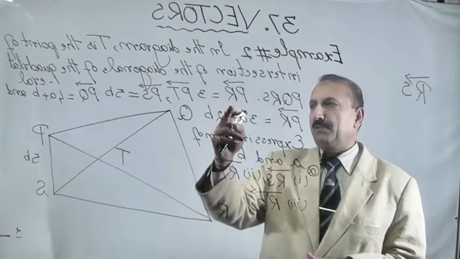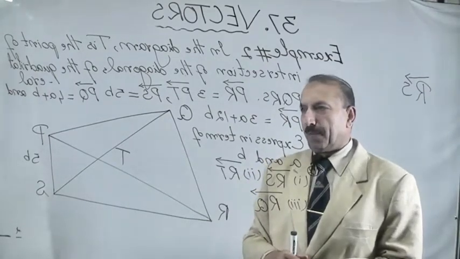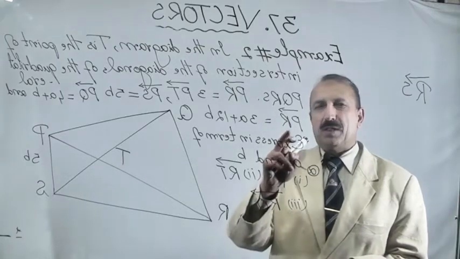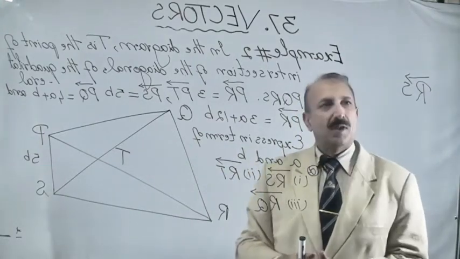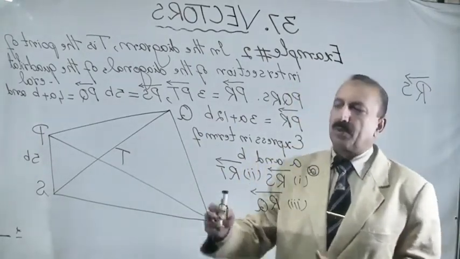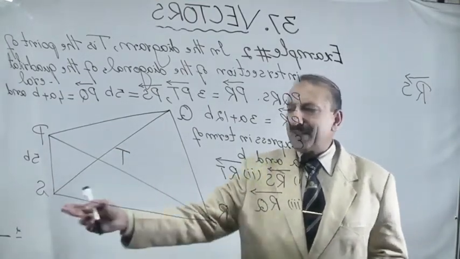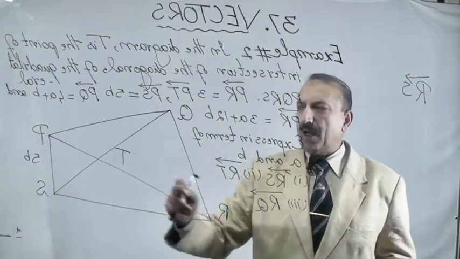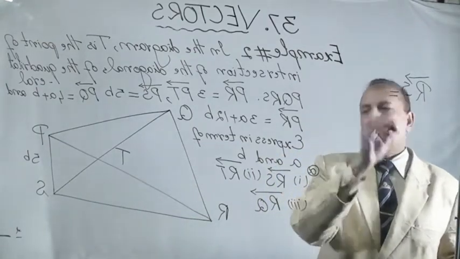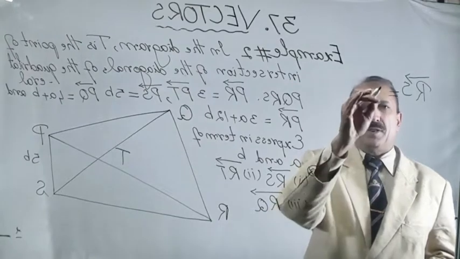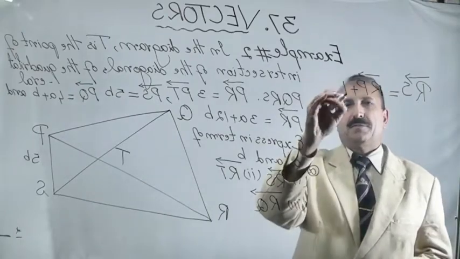Yes, PR is given, in the form of 3PT. We could calculate from PT, but PR vector is itself given if we use this RP vector. Let's write the path. This is better, I suppose, but any path can be taken where the values are comparatively given. RS vector is equal to RP plus PS. This is the path for this vector.